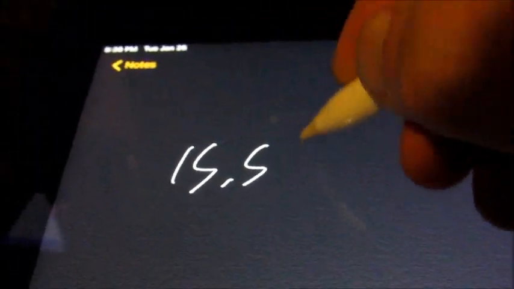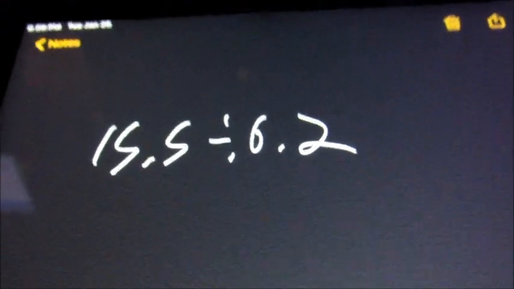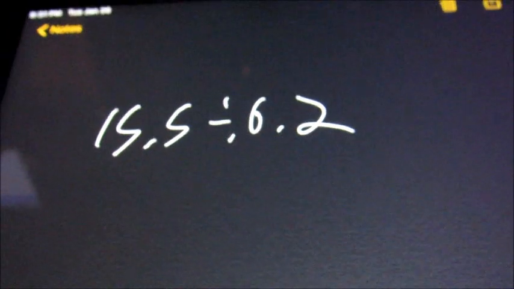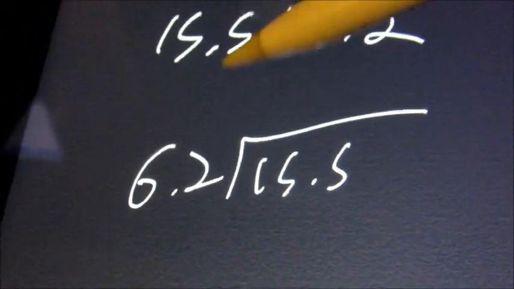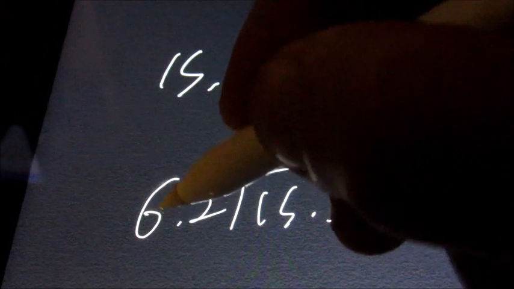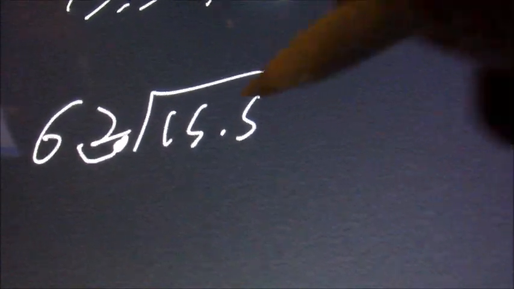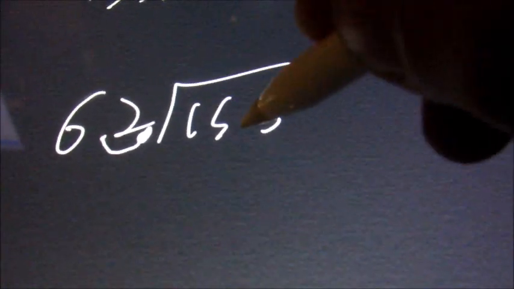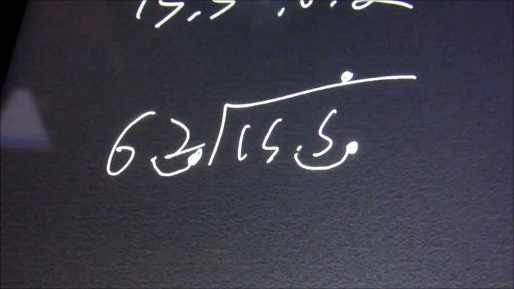For division, let's say we have 15.5 divided by 6.2. So we have to turn this into a long division. So we have 6.2 into 15.5. Now we don't want decimals in the number that we're dividing by, so we're going to move it over 1. And if we move it over however many spaces, we also need to move this over that number of spaces. And then our decimal goes above there.